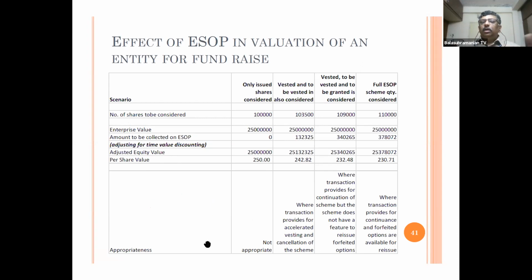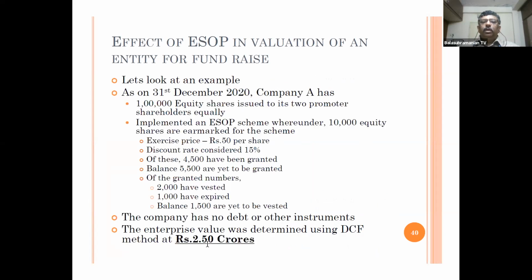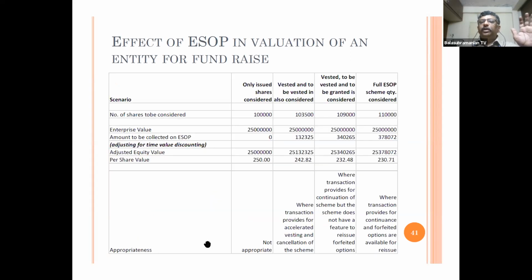All right. What is the enterprise value? Enterprise value is 2.5 crores. That is given. Now, what is the amount to be collected on ESOP? The amount to be collected on ESOP is 50 rupees exercise price into 10,000 shares, 5 lakhs, right? And discounted at 15%.